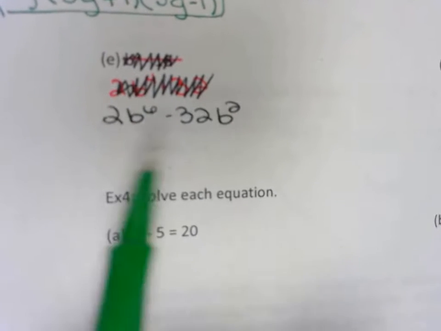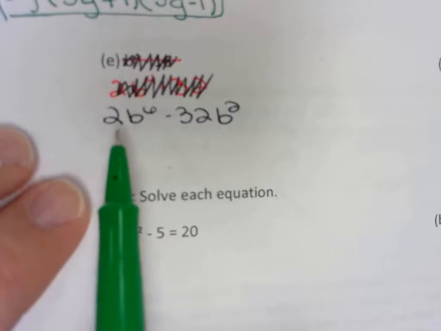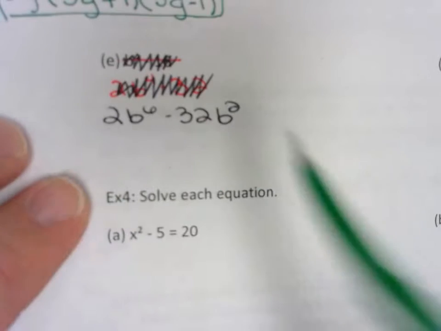So rewrite E to what I have written there. 2b to the 6th minus 32b to the 2nd. So rewrite E real quick. 2b to the 6th minus 32b to the 2nd. Whenever you are factoring, you always want to look for the GCF first. So is there a GCF of 2b to the 6th minus 32b to the 2nd?